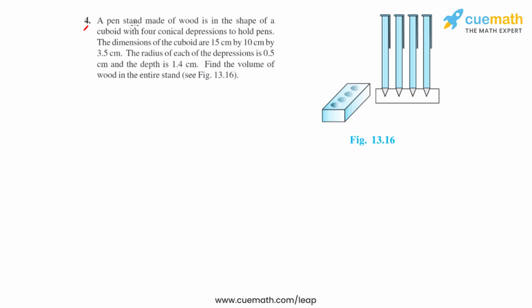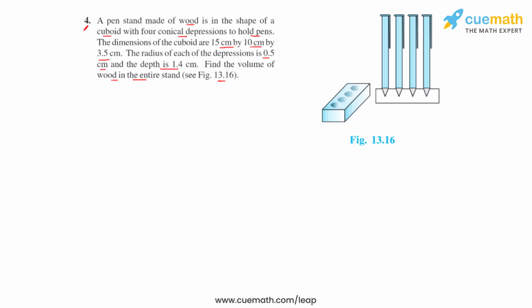Question number 4 says that a pen stand made of wood is in the shape of a cuboid with 4 conical depressions to hold pens. The dimensions of the cuboid are 15 cm by 10 cm by 3.5 cm. The radius of each of the depressions is 0.5 cm and the depth is 1.4 cm. We have to find the volume of the wood in the entire stand as shown in figure 13.16.